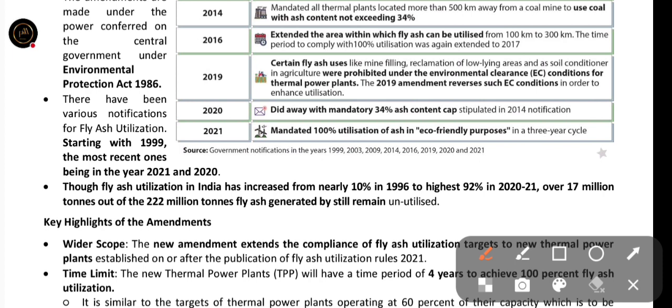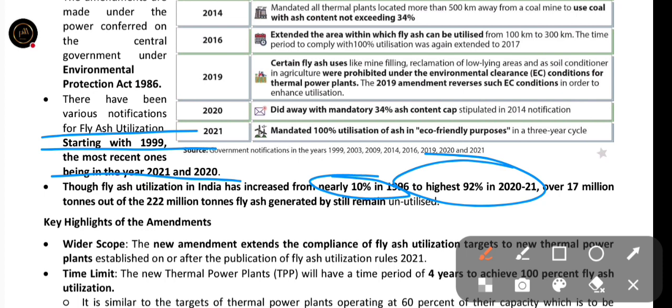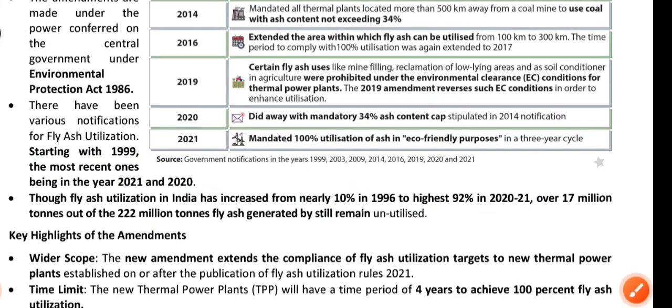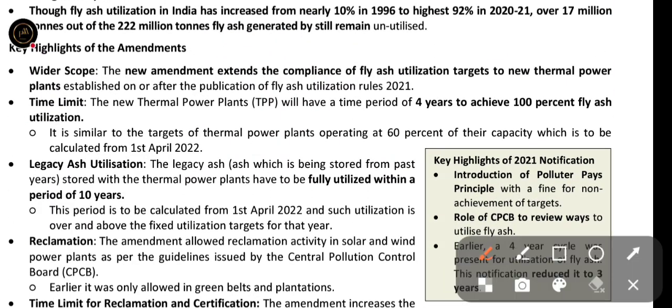There have been various notifications for fly ash utilization starting with 1999, the most recent ones being in the years 2021 and 2020. Though fly ash utilization in India has increased from nearly 10% in 1996 to the highest, 92% in 2020-21, over 17 million tons out of the 222 million tons of fly ash generated still remain unutilized. Okay, and why is the amendment needed?